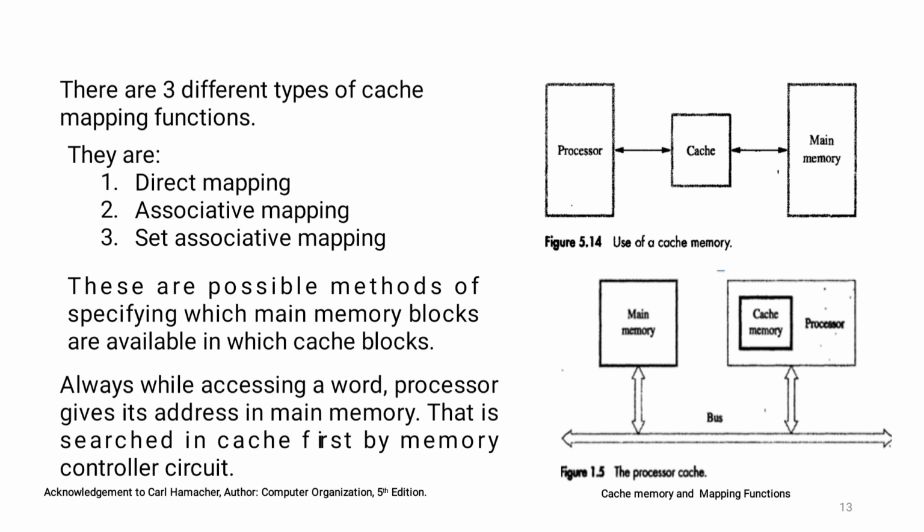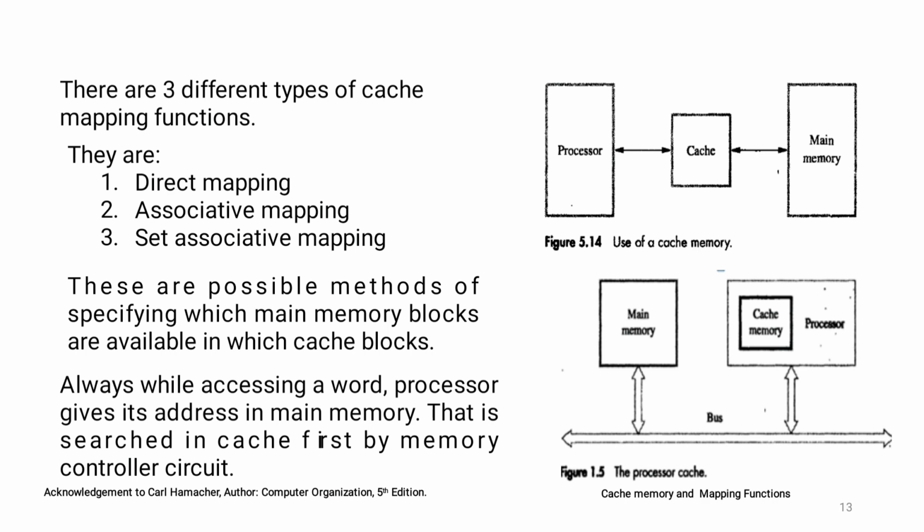Otherwise, miss. If it is a miss, it should be copied from main memory to cache, and at the same time it is supplied to the processor also. First it is supplied to the processor and copied and kept. The second time when it asks for the same instruction or data, it is searched in cache. If it is available, it is a hit. Otherwise, miss.